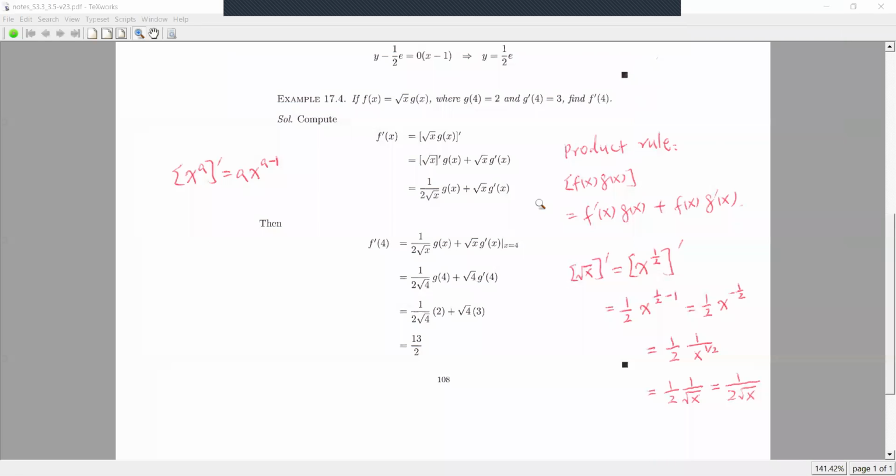Now, plug in the number 4 for the x here. Then the derivative of function f at 4 is this. By the given, g of 4 is 2. The derivative of g at 4 is 3. Then we have this equation. This number is 13 over 2.